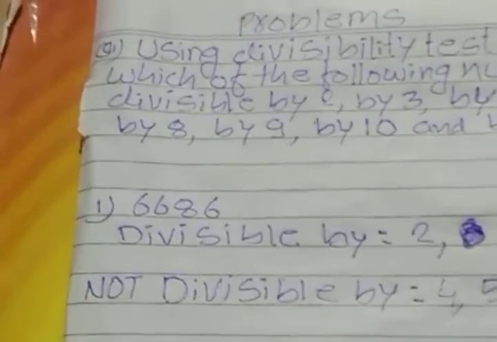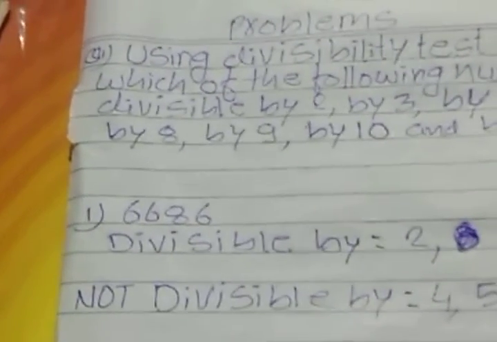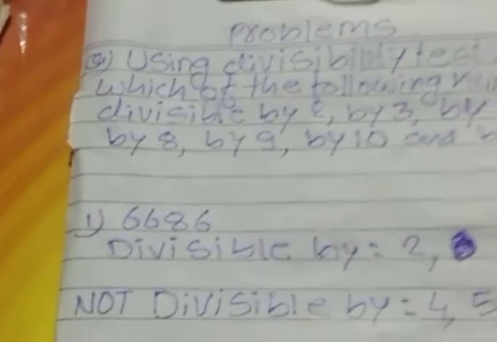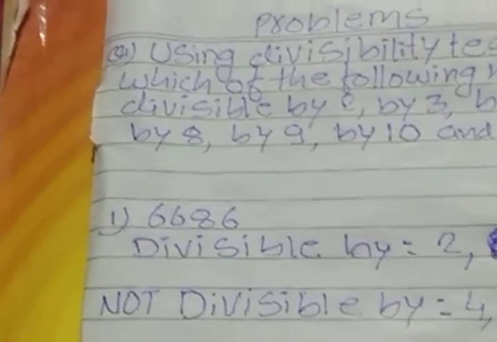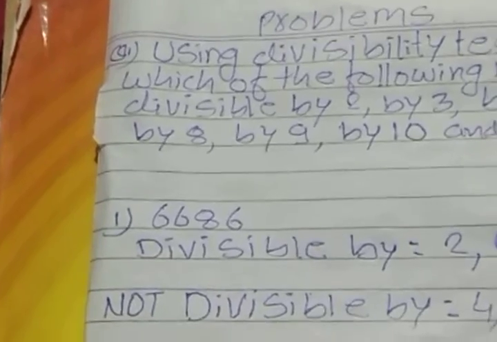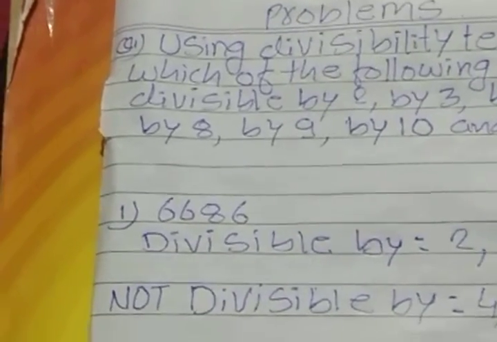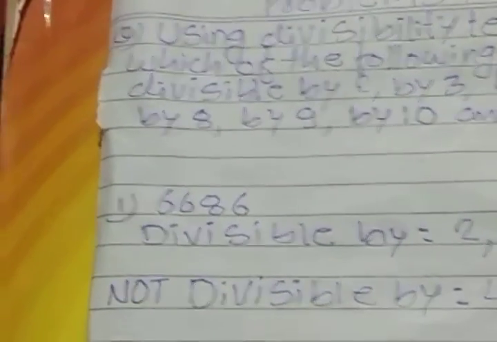Last two digits divisible by 4. What are the two digits? 8 and 6. So 86. Is 86 divisible by 4? No. 86 is not divisible by 4. So it means this number is not going to be divisible by 4.